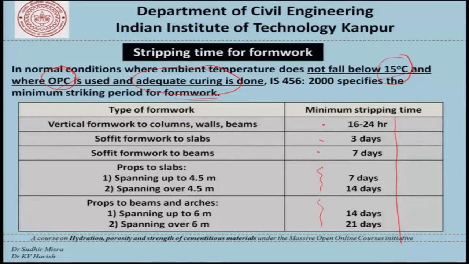Vertical formworks to columns, beams and walls can be removed within 16 to 24 hours. Soffits of slabs, 3 days, soffits of formwork to beams, 7 days, and so on and so forth. There is an issue of span. Longer spans require higher amount of curing, and therefore what is specified is higher amount of time. What it does not specify is the temperature, but it lays a stipulation that the temperature should be higher than 15 degrees centigrade.